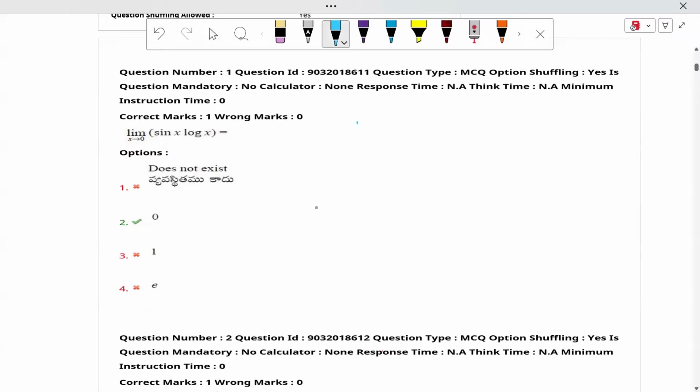Question is very clearly: limit x approach to 0 of sin x into log x. Value is what? sin 0 value 0 into log 0. Sin 0 is 0. Log 0 value is infinite. It is the 0 into infinity form.